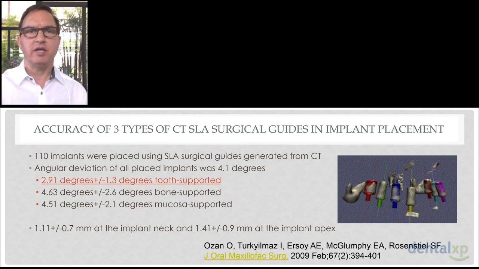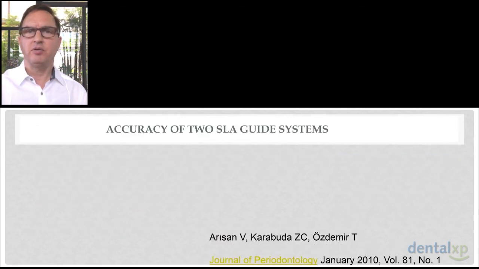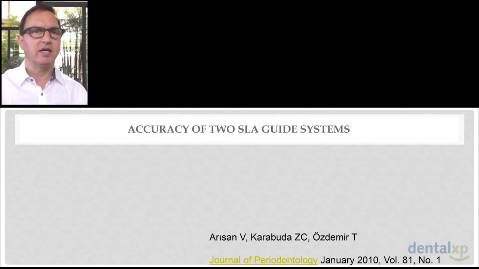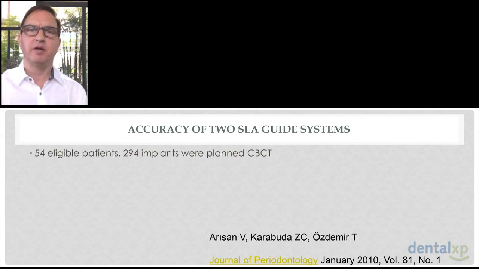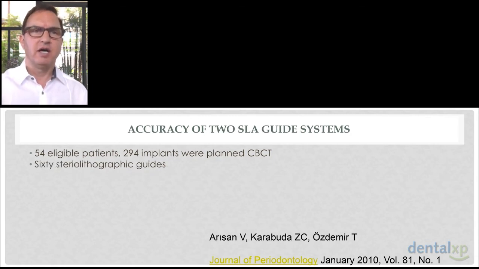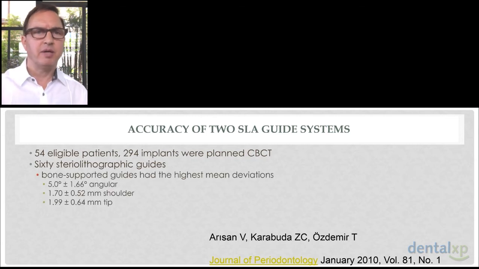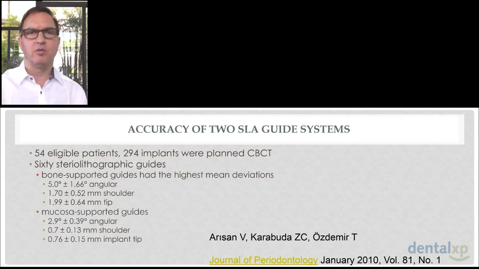Arasan and others looked at the accuracy of 2 types of SLA guide systems. 294 implants were placed and compared to the original Cone-Beam CT. 60 stereolithographic guides were used. Bone guides were compared to mucosa guides, and in this instance they found that the bone-supported guides were less accurate, having higher mean deviations than the mucosa-supported guides.